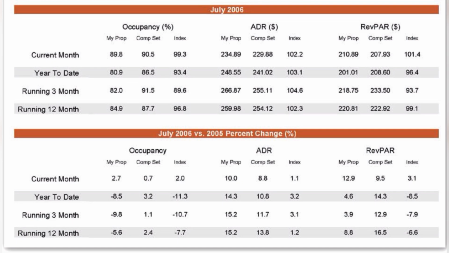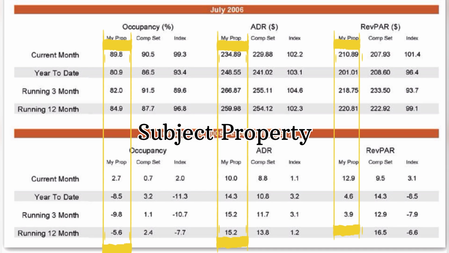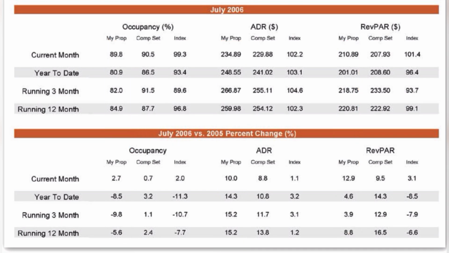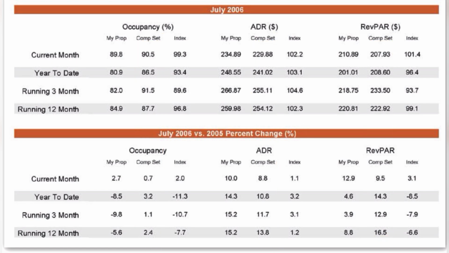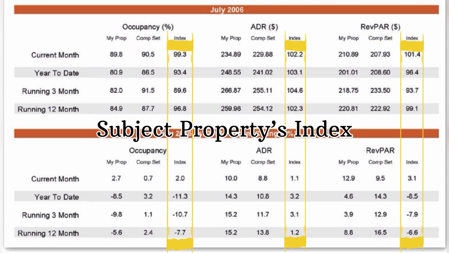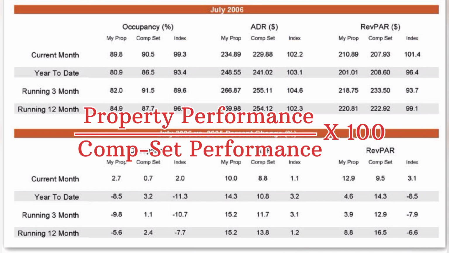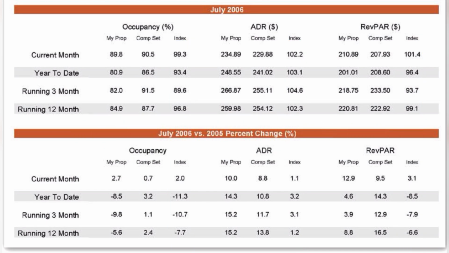Here we have a sample STR report comparing ADR, occupancy, and RevPAR between a subject property and its competitive set over a given time period. The third column displays the property's index, which equates to property performance divided by comp set performance multiplied by 100. An index of 100 indicates that the property has captured their fair share of the market, with lower or higher figures indicating lesser or greater market share, respectively.